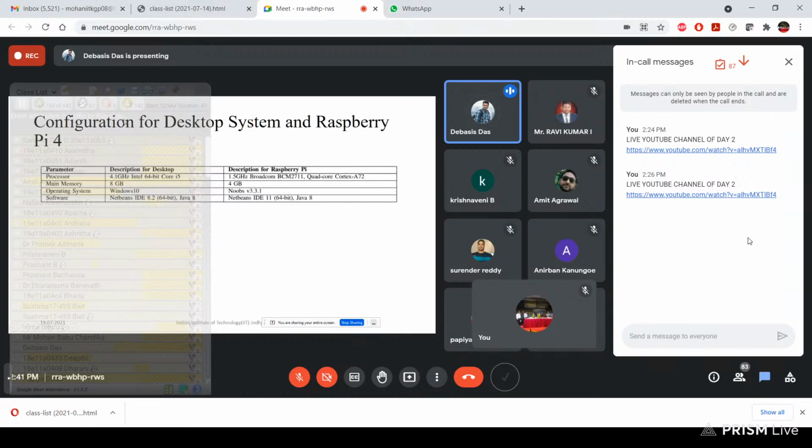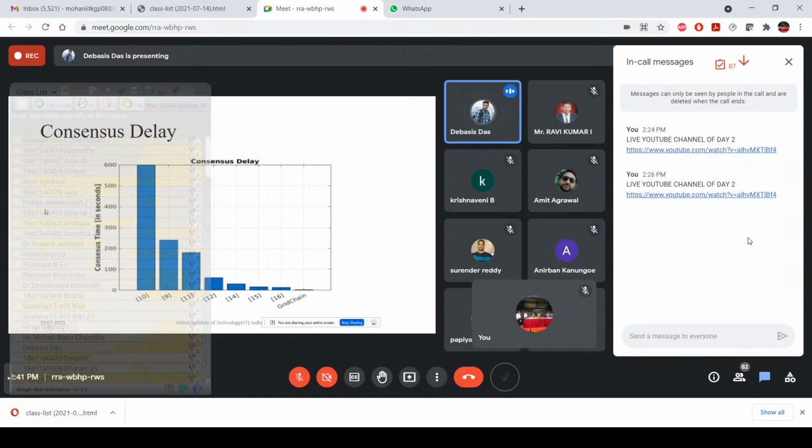We assume that the smart meter has lightweight devices like Raspberry Pi. So we implemented both things, the smart grid NG as well as GridChain, on the Raspberry Pi as well as the desktop. We used the Java platform for implementation. First, we check the consensus delay.